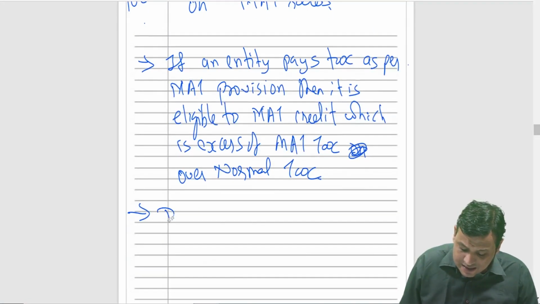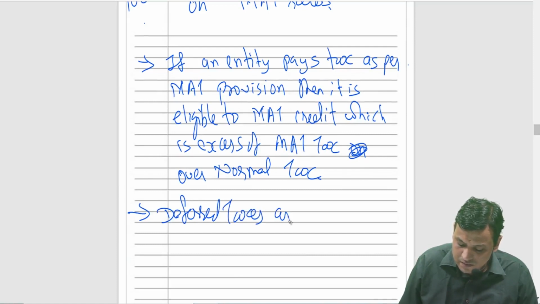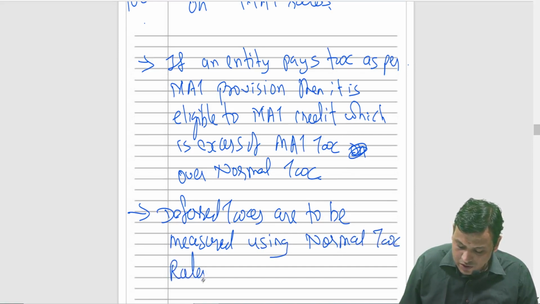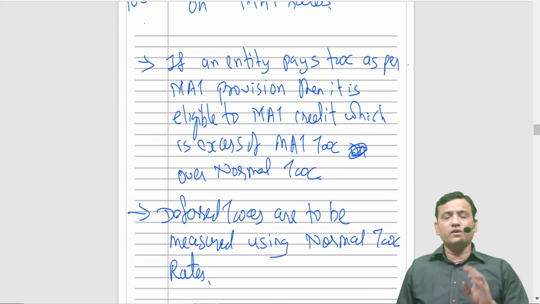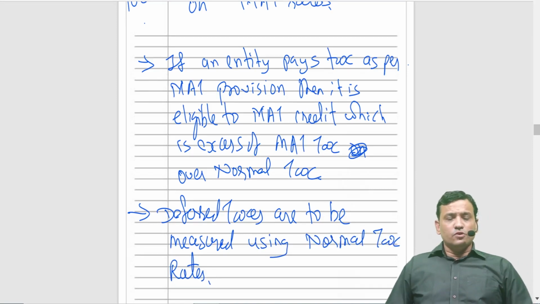Deferred tax is to be measured using normal tax rates. So what is our normal tax rate? Based on that only, deferred taxes have to be measured. You're not supposed to measure the deferred tax based on MAT rates.